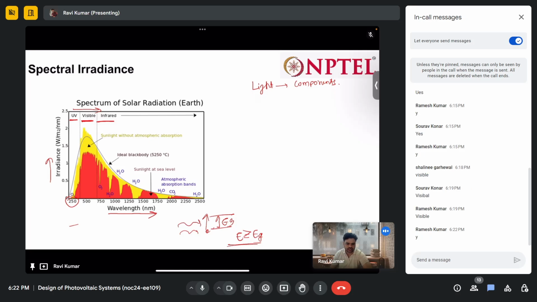And if energy is less than this Eg, then that light will be wasted. So it is the basic thing. Okay, so from this irradiance, how do we come to the word insolation?